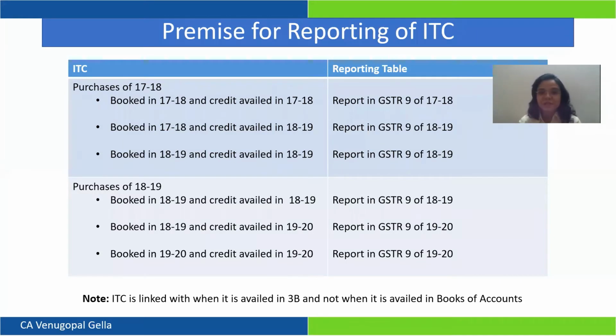Having said this, the credits of 1718, that is the invoice dated 1718, could have been availed in GSTR-3B up to March 2019. Although for general use case, the credits can be availed by September of the next financial year. So for 1819, the credits of the invoices dated 1819 have to be availed by September of 2019. And the exception for March 2019 was only for the financial year 1718.